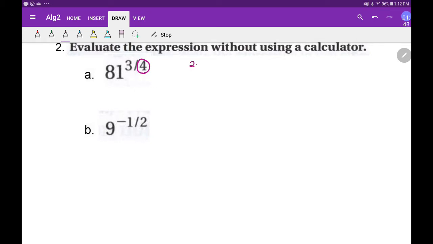Let's see. 2 times 2 times 2 times 2, that's 16. It's going to be 3 times 3 times 3 times 3. There's 4 of those 3's. So the 4th root of 81 is 3. And then I will raise it to the 3rd power, which is 27. 3 times 3 times 3 is 27. So way easier to take the 4th root first.